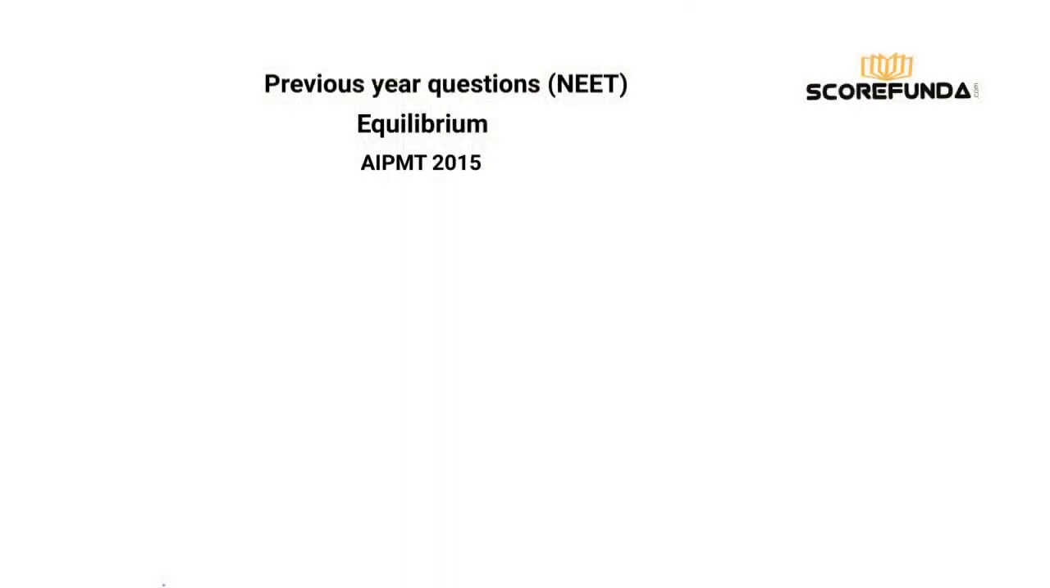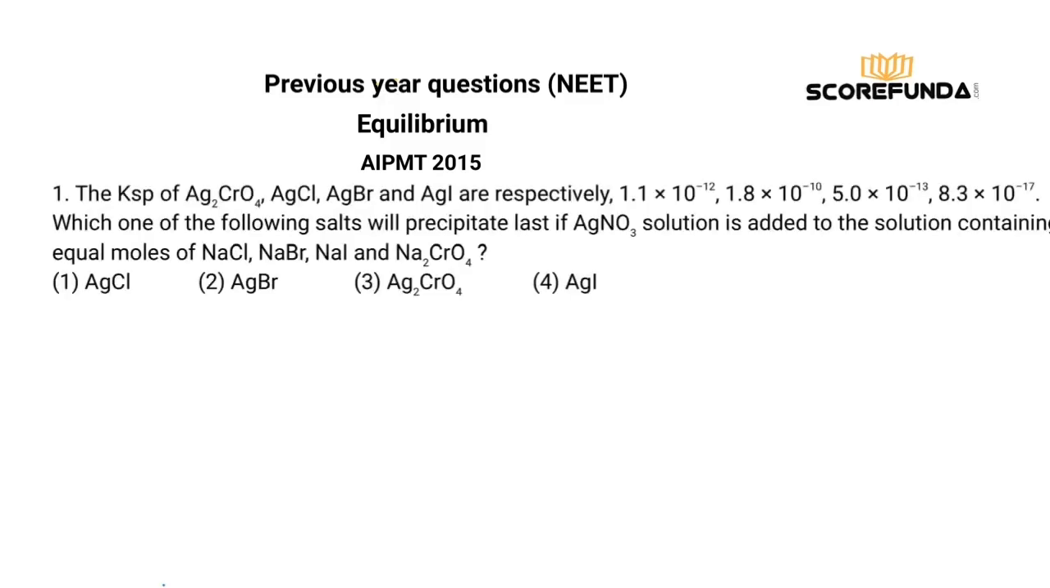Let us take the questions from AIPMT 2015. In AIPMT 2015, 3 questions on equilibrium also appeared. Let's look at them one by one. Question 1: the Ksp of Ag2CrO4, AgCl, AgBr and AgI are respectively 1.1 into 10 to the power minus 12, 1.8 into 10 to the power minus 10, 5.0 into 10 to the power minus 13 and 8.3 into 10 to the power minus 17. Which one of the following salts will precipitate last if AgNO3 solution is added to the solution containing equal moles of NaCl, NaBr, NaI and Na2CrO4?